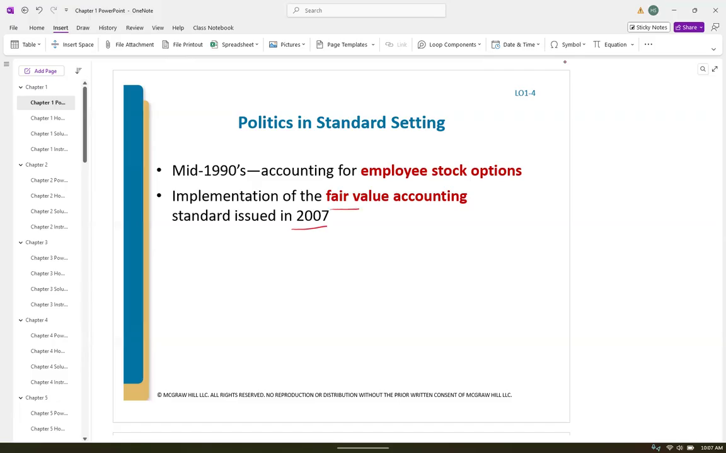Then the fair value accounting standard was issued in 2007. Now, when I say fair value accounting, there are a few things we can use fair value for, because for the most part we're going to use historical cost. But some investments, like a stock, if you own some shares of stock that's traded on the New York Stock Exchange, it's pretty easy to go and find what the fair value of that stock is. So for things like that, it works out really well.